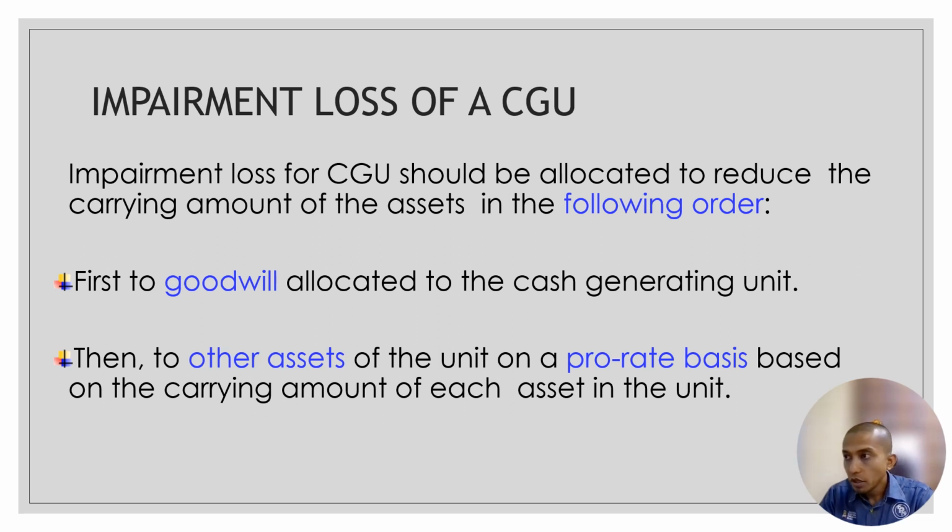All right, so the impairment loss of a CGU, a cash generating unit, should be allocated to reduce the carrying amount of the assets in the following order. First to the goodwill allocated to the cash generating unit, and then to the other assets of the unit on a prorata basis, because a CGU is not only one asset, it is a set of assets. So when there is an impairment, we need to do it on a prorata basis. It does not go to one asset, all assets are affected.